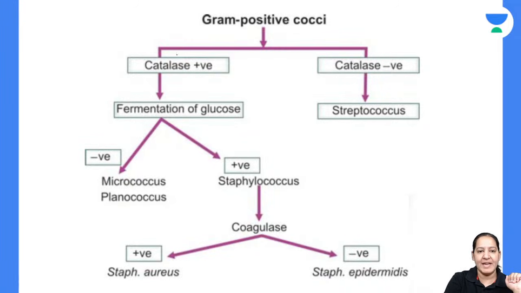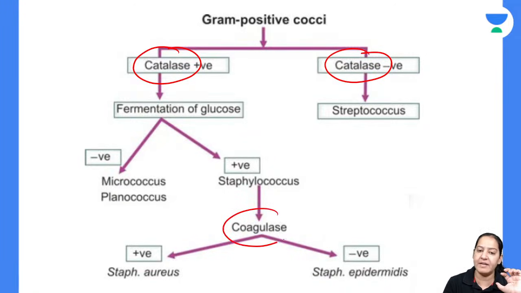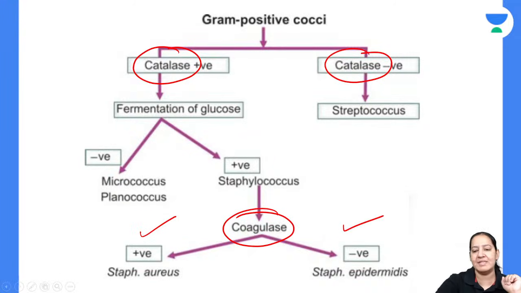Based on catalase, you decide whether they are catalase positive or catalase negative. If they are catalase positive, they are Staphylococcus. If they are catalase negative, they are Streptococcus. After that, all the Staphylococcus are divided based on their coagulase activity. If they are coagulase positive, it is the pathogenic one, that is Staph aureus. If they are coagulase negative, they are the non-pathogenic one, that is Staph epidermidis.